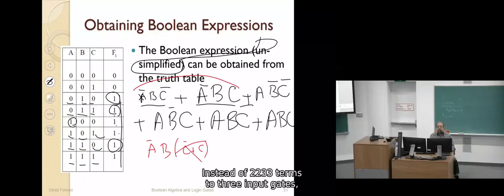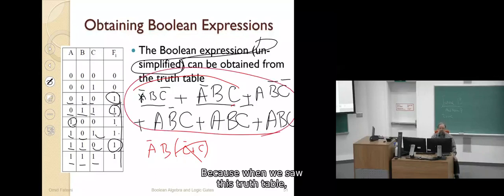Instead of three input gates, we have 2 input gates. Very simple, very simplified. We can do more simplification. But just to start, it is a very good start. Because when we saw this truth table, how could we find out what function does it represent? So this is a good start. We start with this, and then we try to simplify.